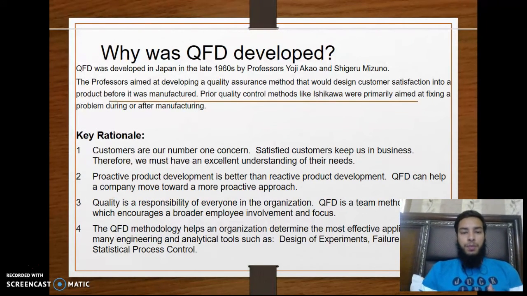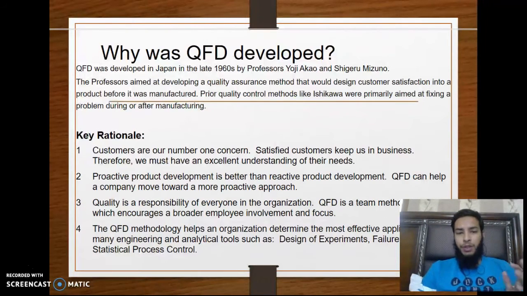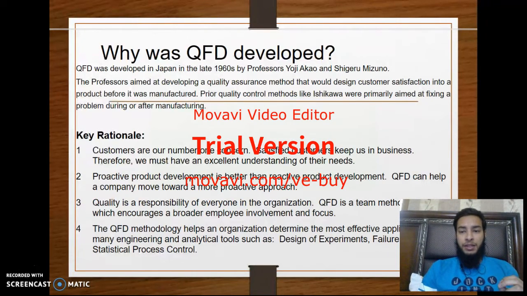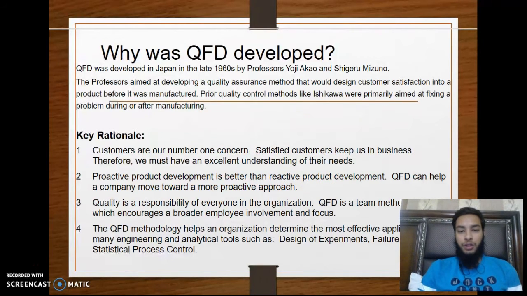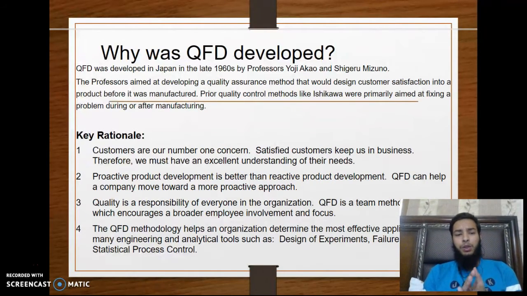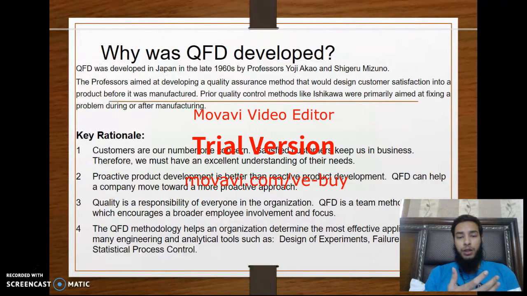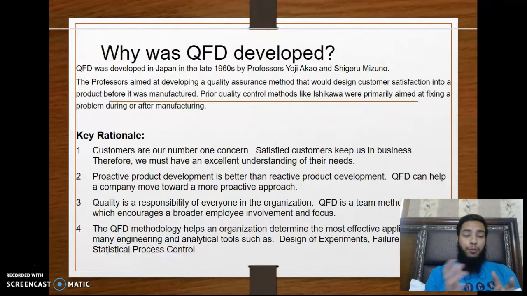So QFD was developed in Japan in the late 1960s by two Japanese professors, and they designed it so that they can get an insight into customer satisfaction about a product before it was manufactured. So the key rationale behind QFD is that for any company, customers are their number one concern, and they need to have satisfied customers because that is what a company runs on. And they want to have proactive product development because it's better than reactive product development.